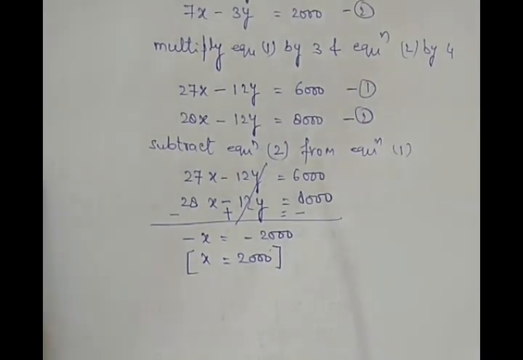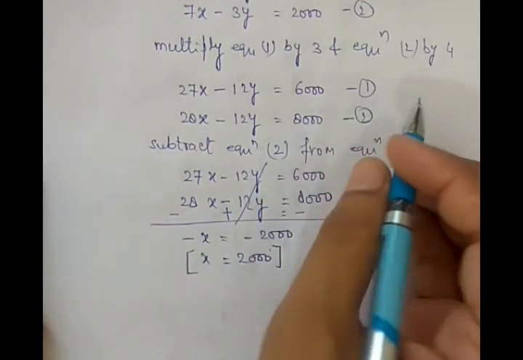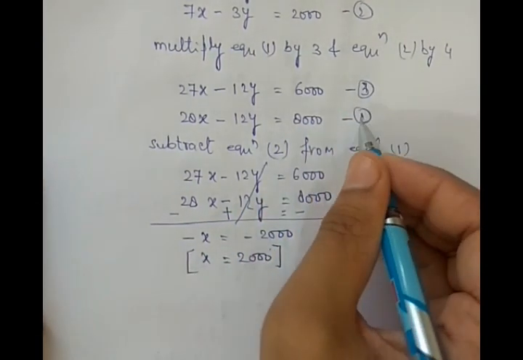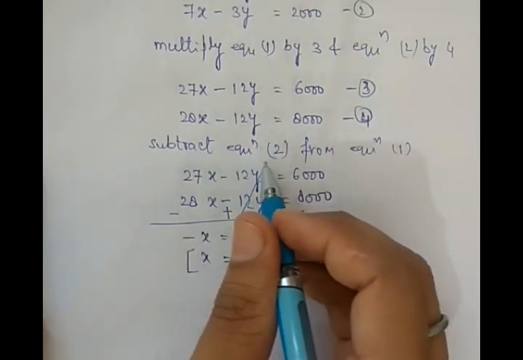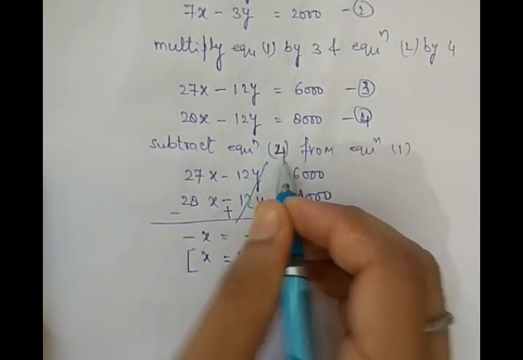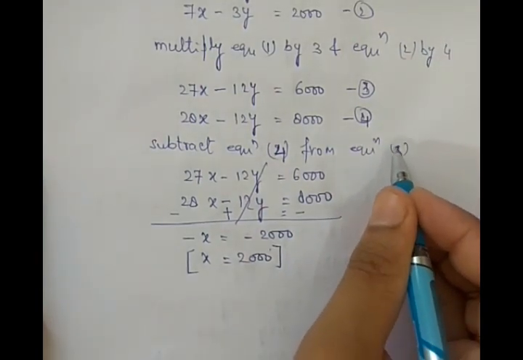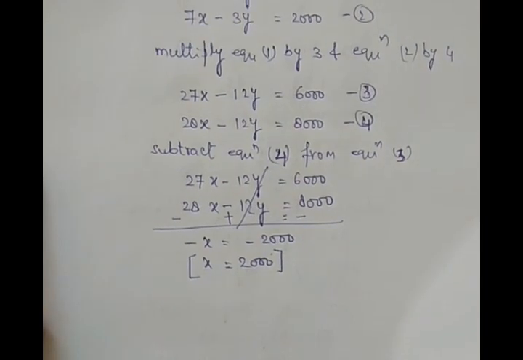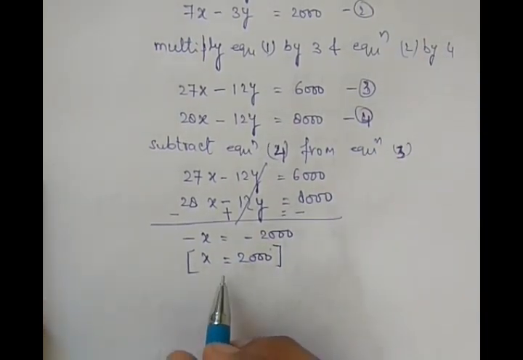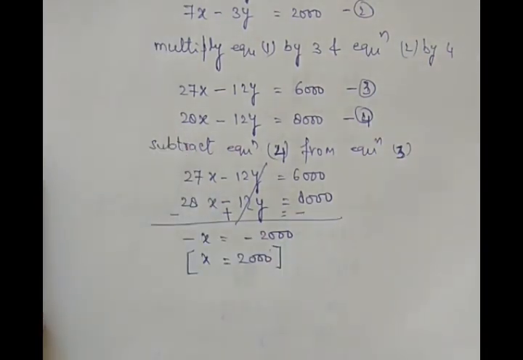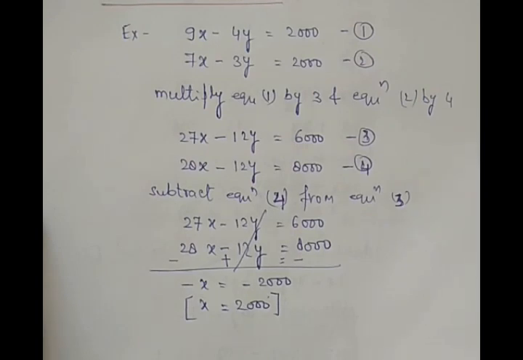Now what can we do? We can substitute this value of x in either of the equations. So what we can do is, instead of writing these two equations as 1 and 2, if we write them as 3 and 4, so subtract equation 4 from 3. Why are we doing this? The reason behind that is, when you try to substitute the value of x in the original equation, it will be easier for us to calculate.